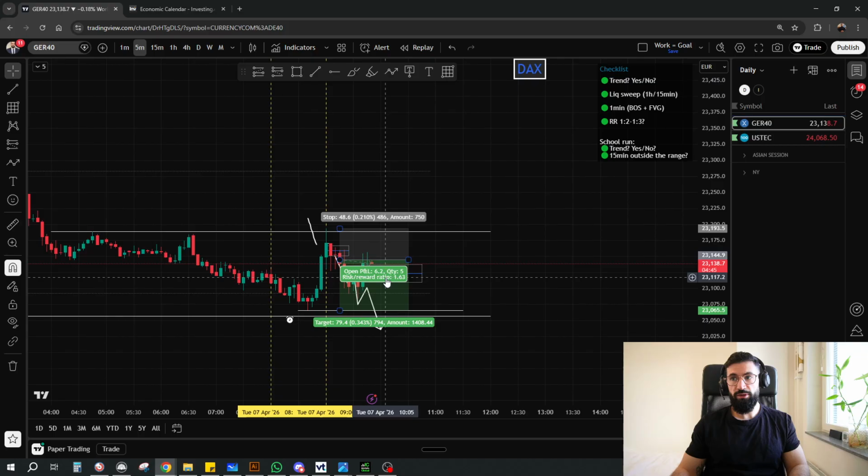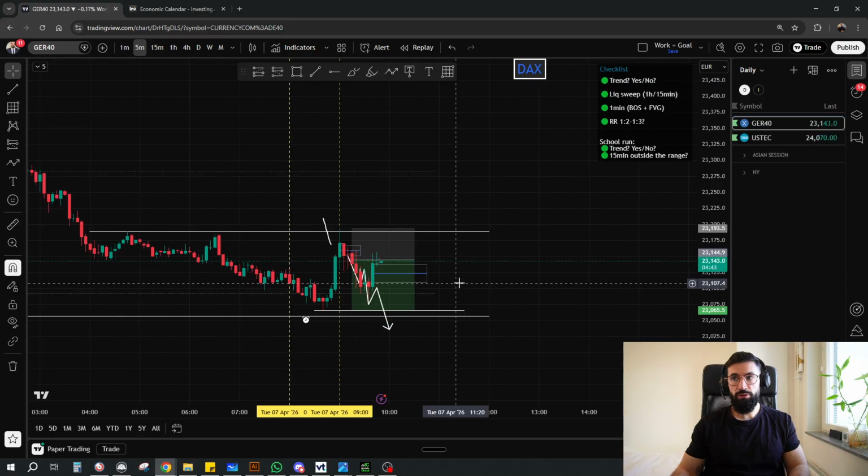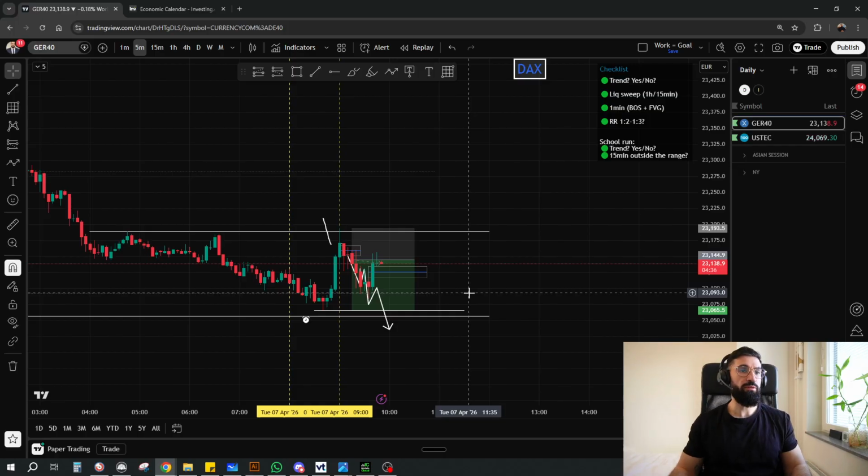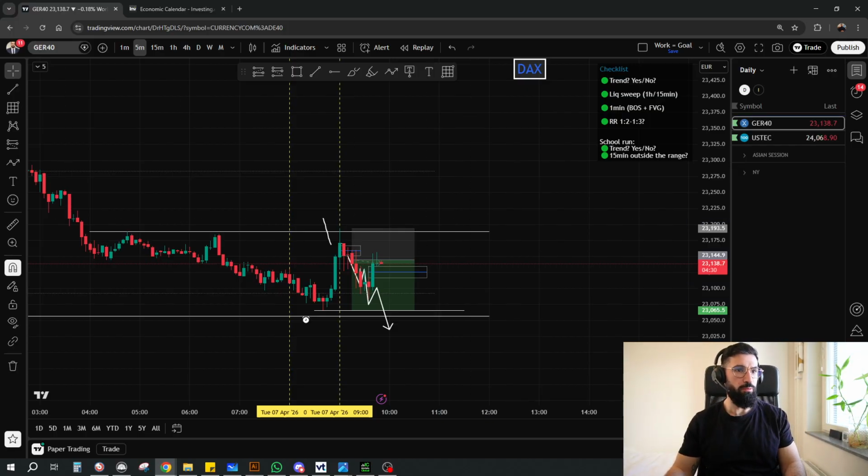It even created a 5-minute fair value gap right here in this area. 5 minutes is stronger than the 1 minute because it's a higher time frame. I want to speak this clearly so I don't mumble.